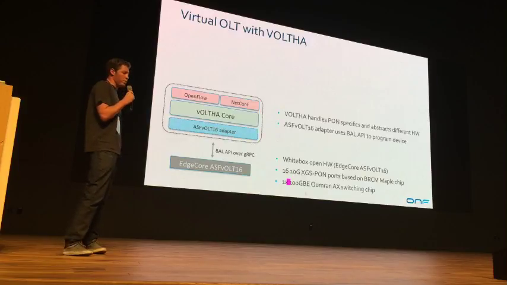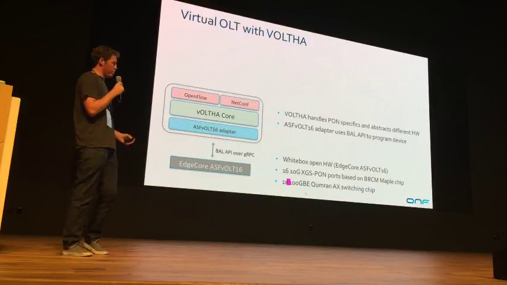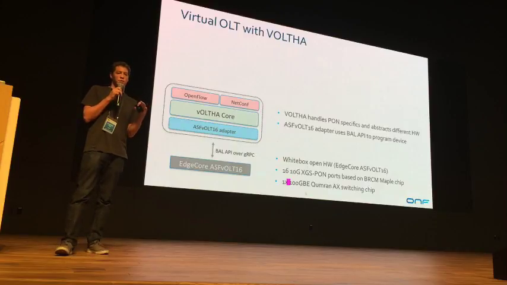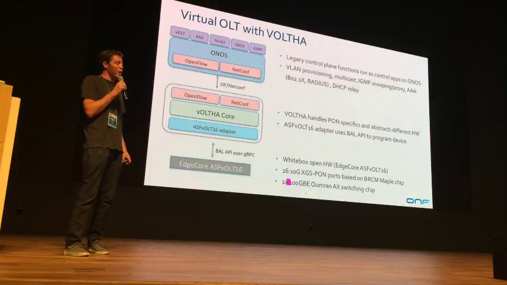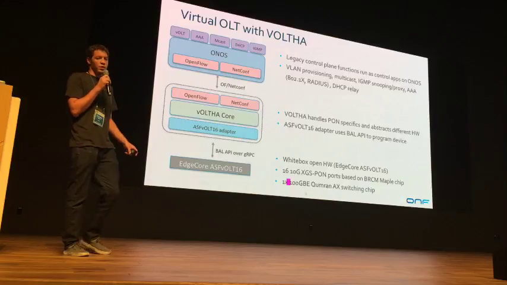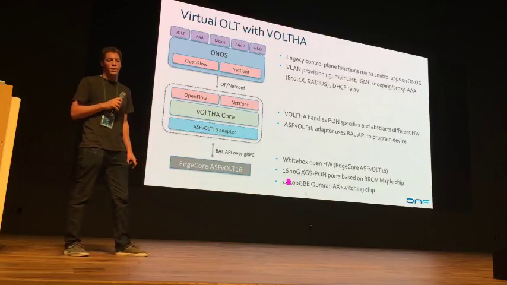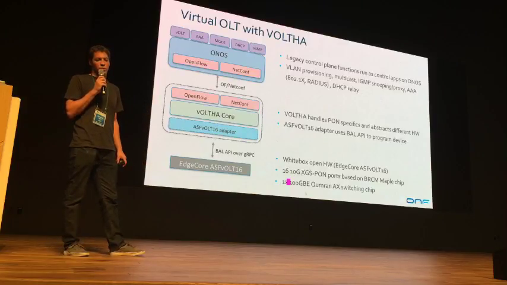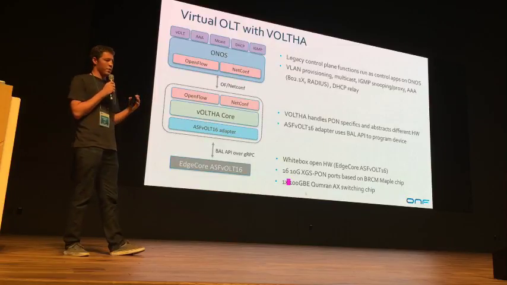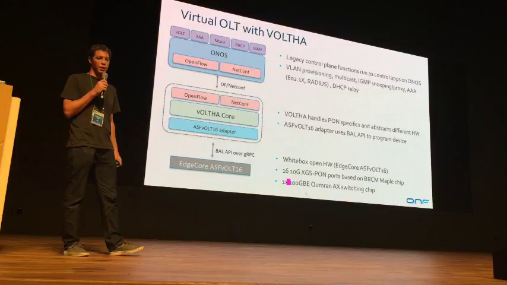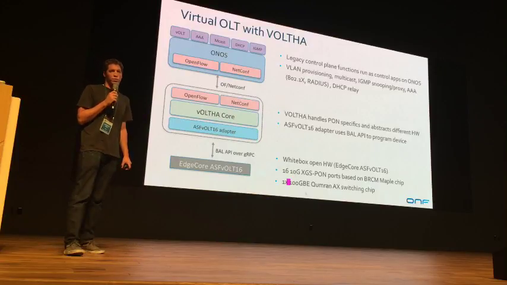On top of that, we use Volta, obviously, to, like I said before, abstract the details of the PON and expose the PON system as an OpenFlow switch to ONOS. And then on top of that, we have ONOS and several control functions that are implemented as ONOS applications. Examples of this are the VOLT application, which allows us to do VLAN provisioning. Every subscriber gets assigned different VLANs, and whenever a new subscriber comes along, these need to be provisioned into the OLT. We have the AAA application for authentication.